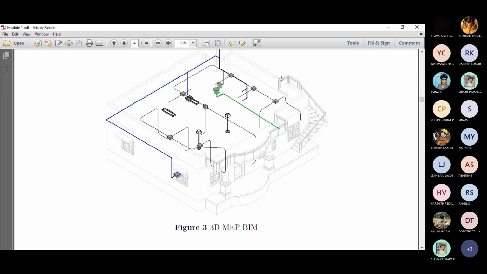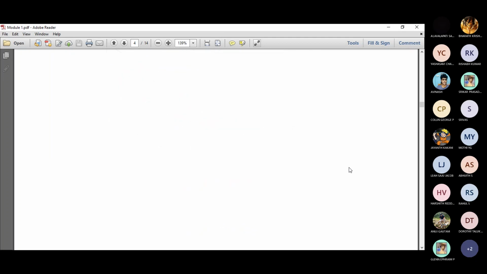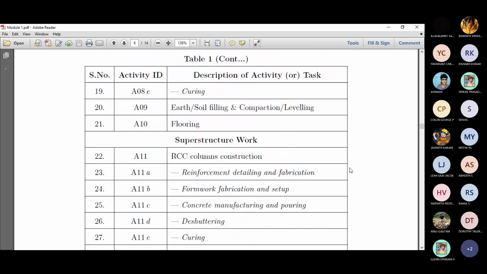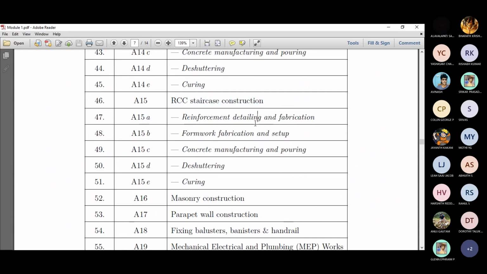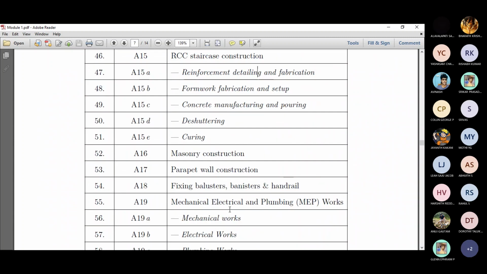But I just wanted to keep a very simple RCC. It is not a dog-legged staircase, but something like a bifurcated staircase, a semi-bifurcated staircase. Right. So once the staircase is done, a very important element is fixing the balusters, banisters, and handrails. Before that, once the staircase is done, we'll go for masonry, like brickwork, then filling the parapet wall, and balusters, banisters, and handrails.